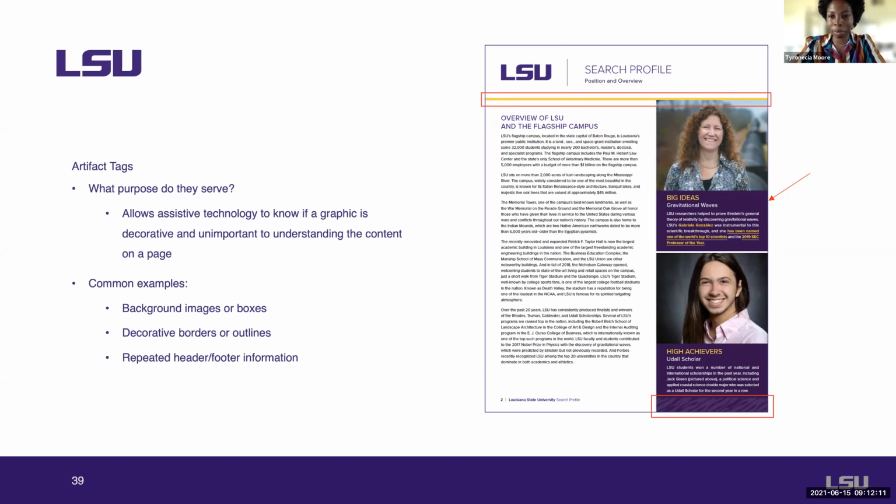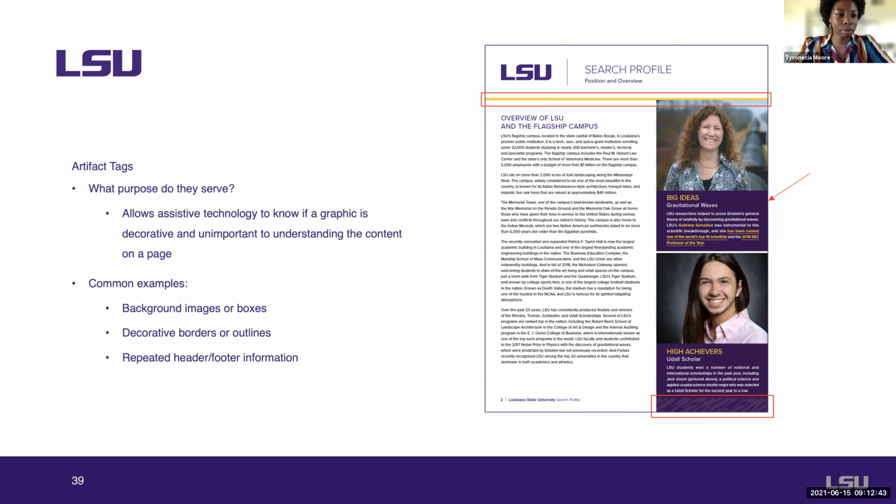Thank you, Maggie. All right, so artifact tags basically let assistive technology know whether or not an object on a page is pertinent to the content that is being taken in. So on the right, you see that there's like a stroke, a purple box, or like a texture. Those things are just visual elements. They do not tell the reader anything about what needs to be known on the page. So those are some examples of artifact tags.